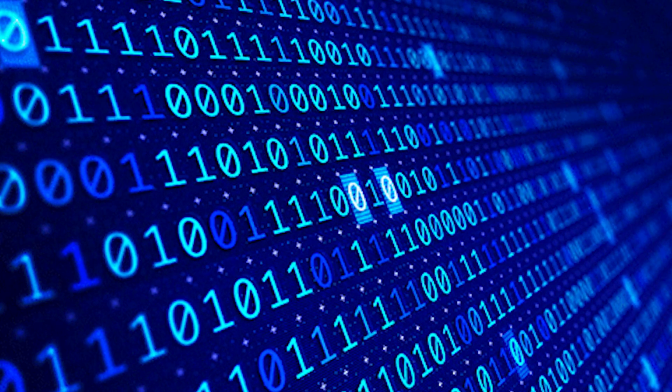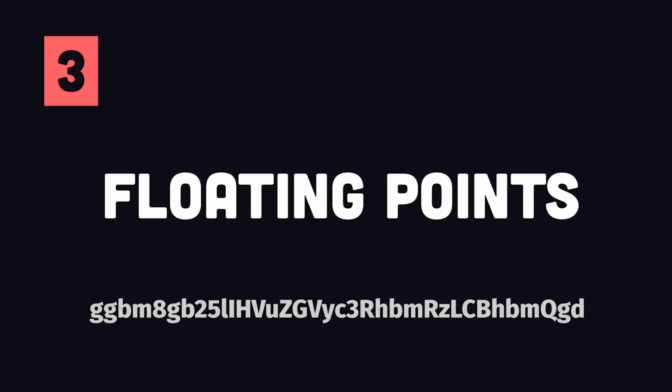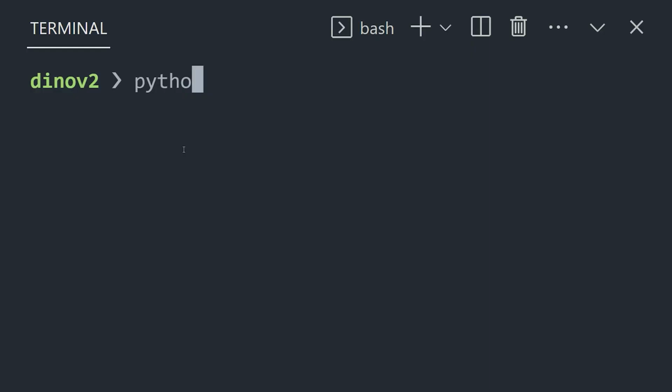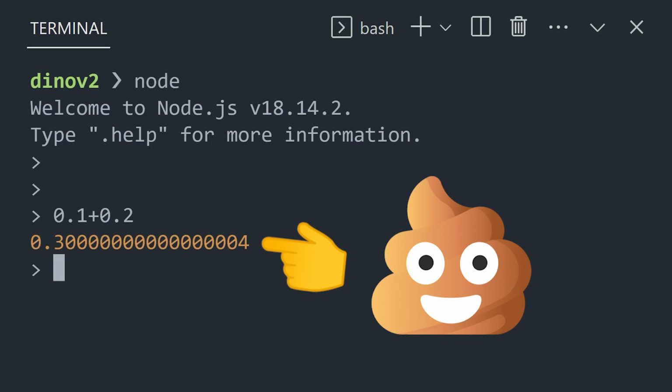While computers use base 2 under the hood, they still need to represent base 10 numbers for humans, and the most common way to do that is with floating point numbers. Go ahead and execute 0.1 plus 0.2 in your favorite programming language. The result should be 0.30000000000000004. How could a computer make such a silly mistake?